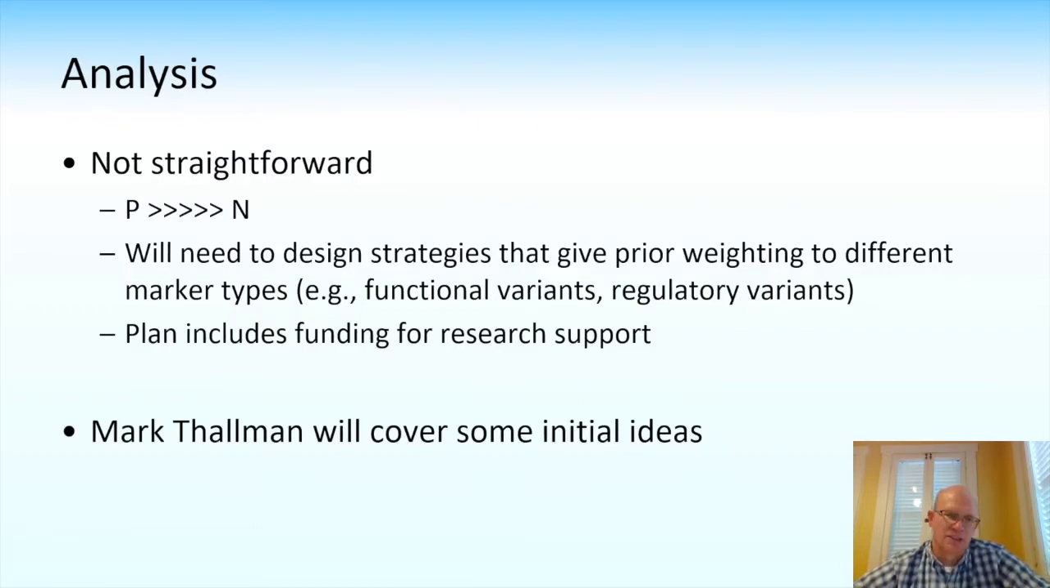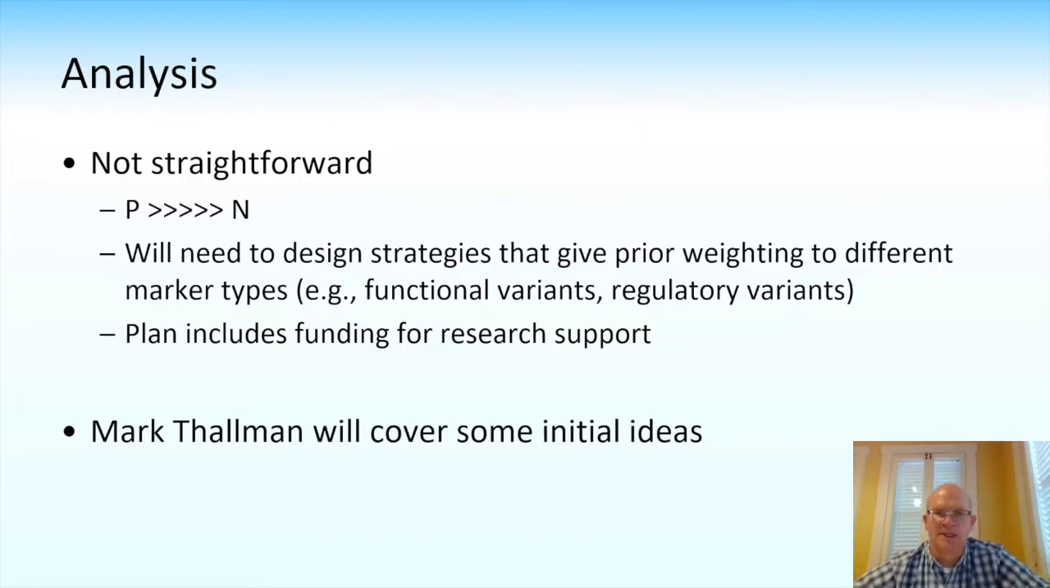So analysis of all of this data is not straightforward. We've talked a lot about the number of markers being way over the number of animals when we first started talking about 50K chips more than 10 years ago. Well, now we're talking about tens of millions of different variants that we're seeing, and there's no way we have enough animals genotyped to actually have the number of animals be greater than the number of polymorphisms.